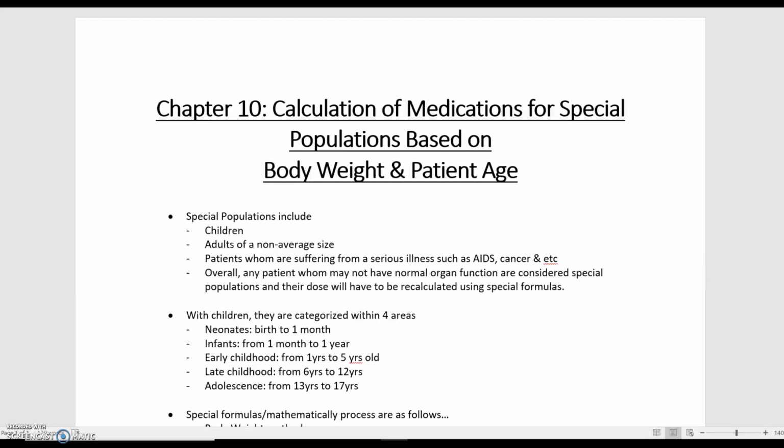Hi, you guys. This is Chapter 10, Lecture 1. Chapter 10 is titled Calculation of Medications for Special Populations Based on Body Weight and Patient Age.